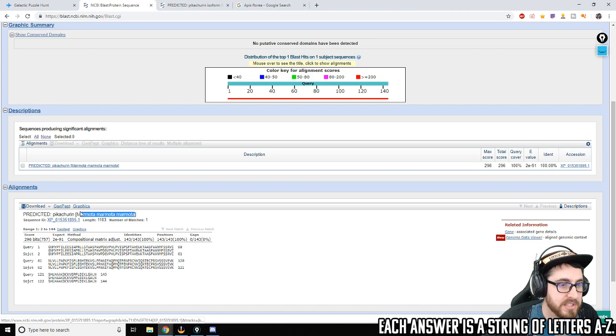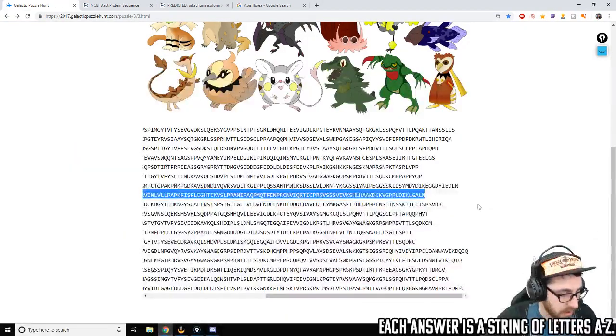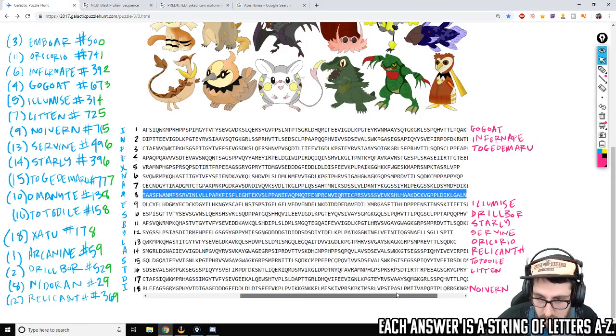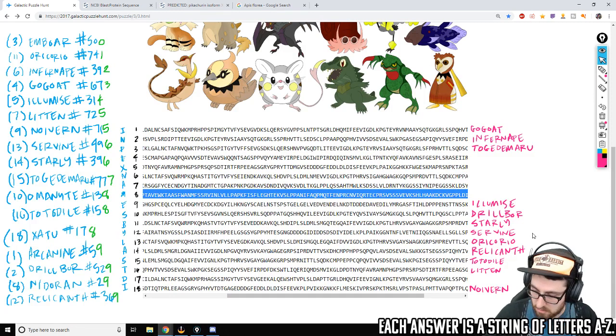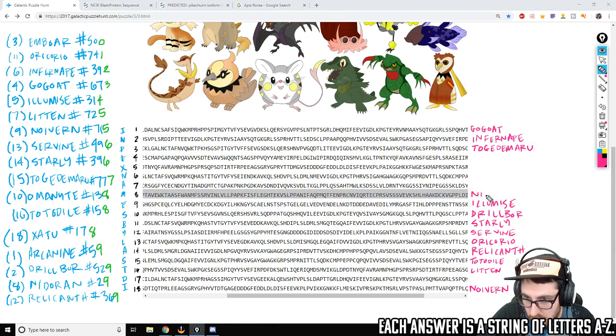Oh, this is the Marmota. This is the Nidoran. This is the potential Nidoran one. Okay. 1. Okay, and then you said next up from the top is the frog. Okay. The frog is 17. Toxicroak.